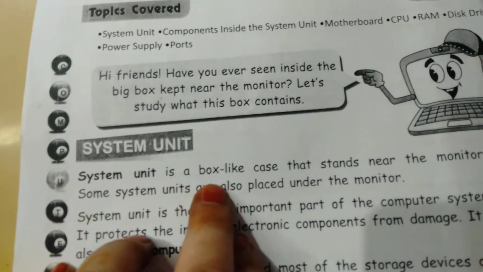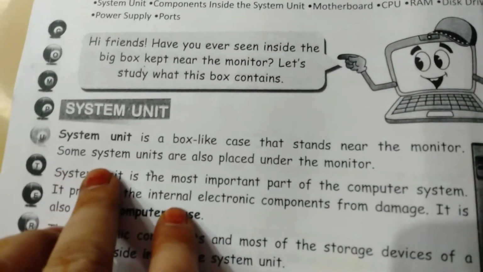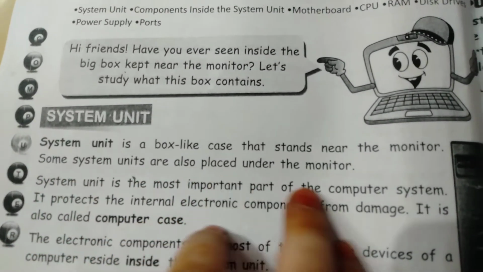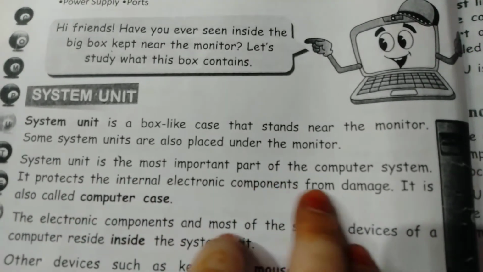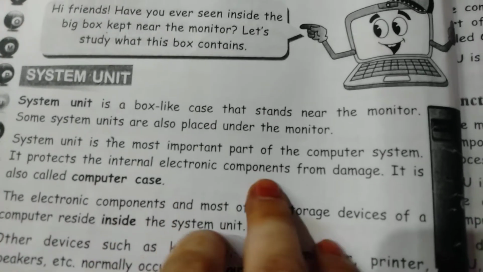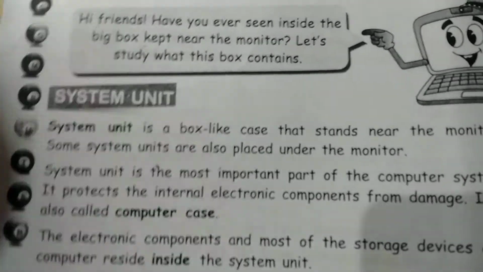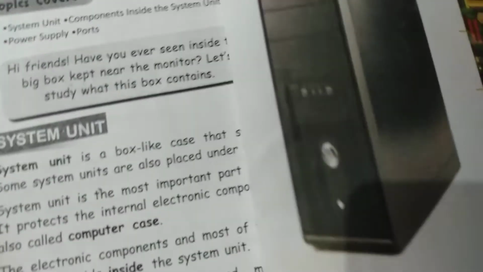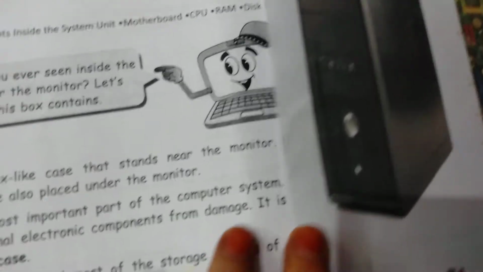System unit is a box-like case that stands near the monitor. Some system units are also placed under the monitor. System unit is the most important part of a computer system. It protects the internal electronic components from damage. It is also called computer case. Look here, this is the system unit.